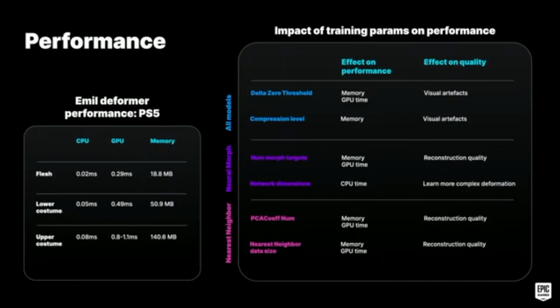So just to briefly cover performance, the table on the left gives a PS5 performance breakdown for each of the 3 deformers we used. To recap, we used the neural morph model in local mode for flesh and the nearest neighbor mode for clothing. The flesh layer running on the neural morph is super performant, actually, it's great. The nearest neighbor model has a slightly higher cost, and this is due to the additional nearest neighbor data set that increases memory usage and GPU time.